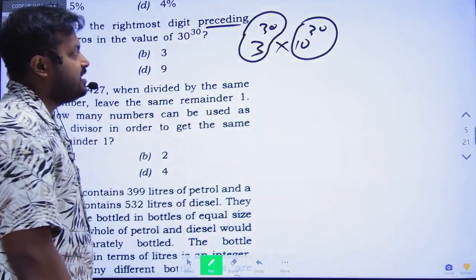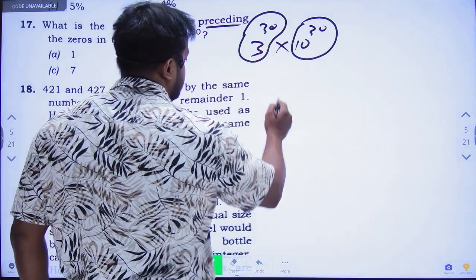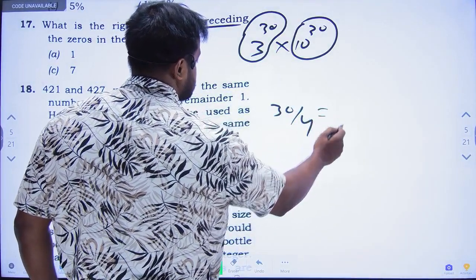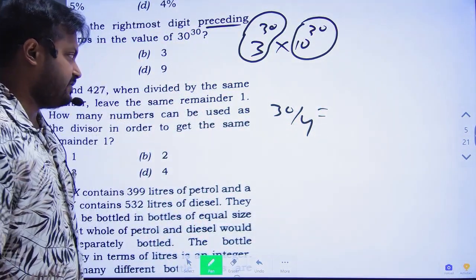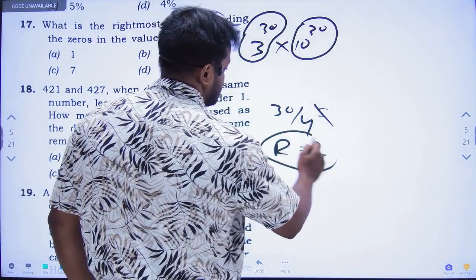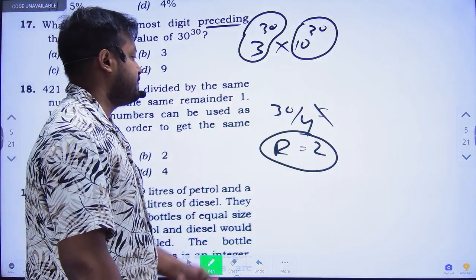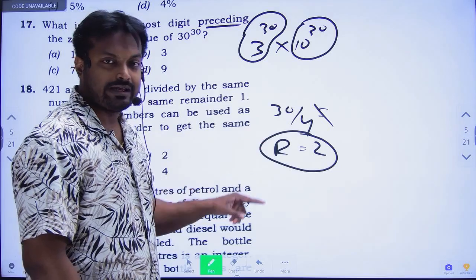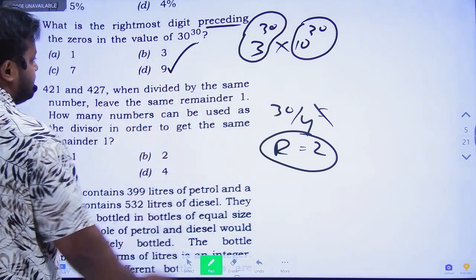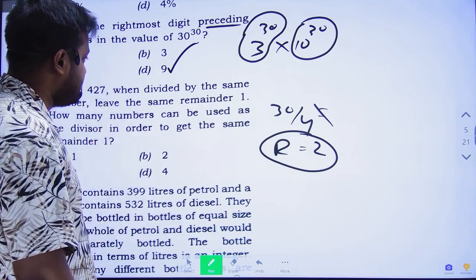The cyclicity of 3 is 4. So divide the exponent by 4. 30 divided by 4 means the remainder is 2. The remainder is 2 means the second number of the cyclicity of 3, which is 3 square, 9. So answer has to be option D, right? Second number of the cyclicity of 3. It has to be 9.